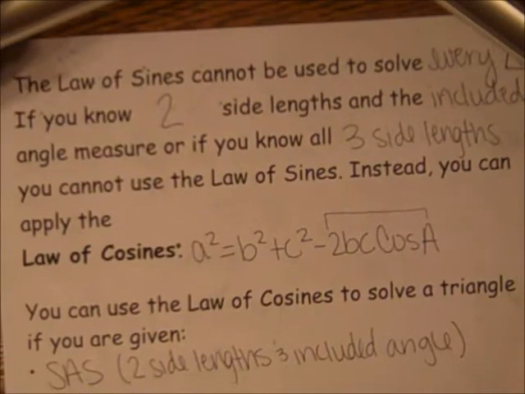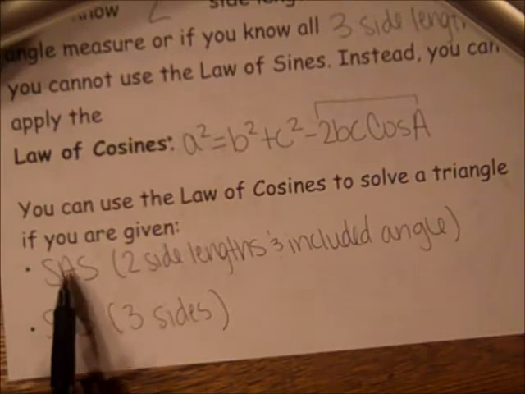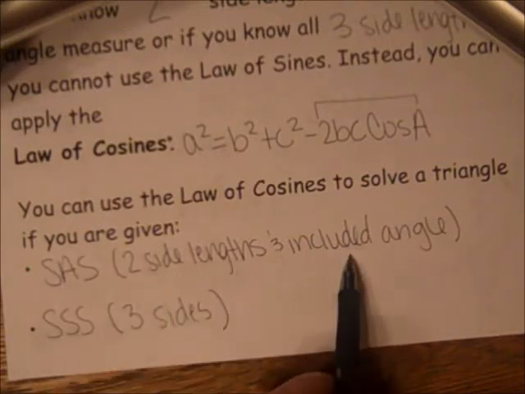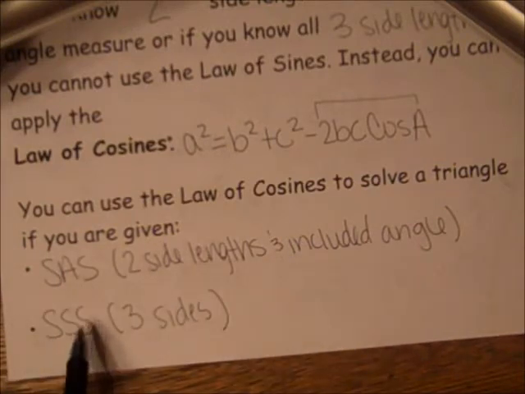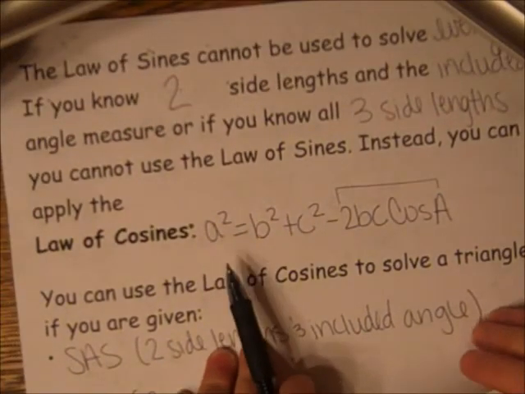Okay, when to use the law of cosines: if you have side, angle, side, so 2 sides and the included angle, or if you have all 3 sides, side, side, side, you can use law of cosines.